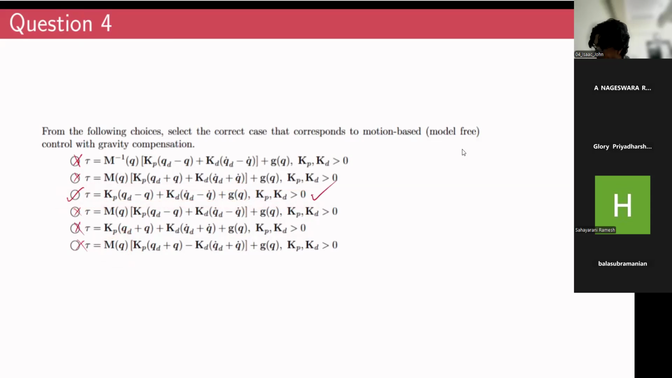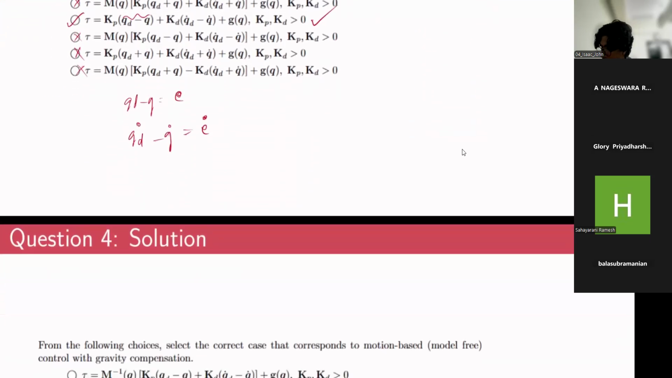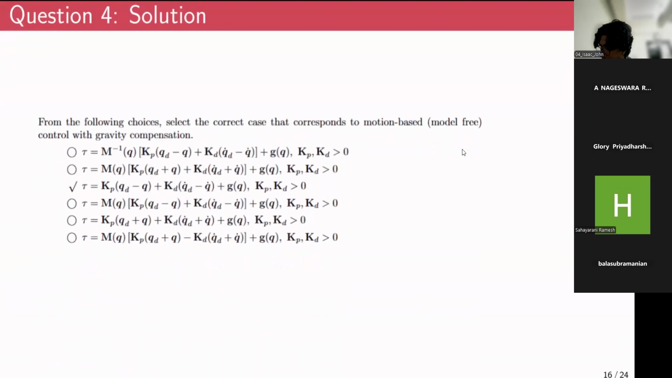Right? Because the question clearly asks it should be a model-free control, purely based on motion. So the term inside this bracket is nothing but the error. Q desired minus Q is the error between the desired position and the actual position. And Q desired dot minus Q dot is the error in velocities. All right, so option 3 seems to be the correct answer for this question.